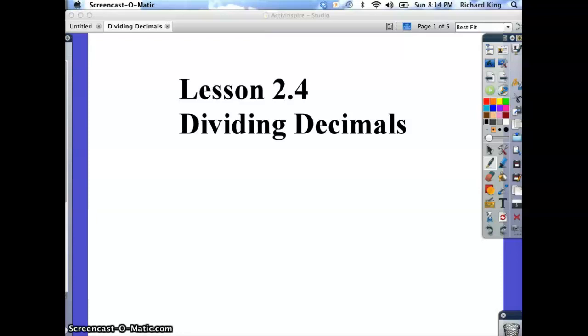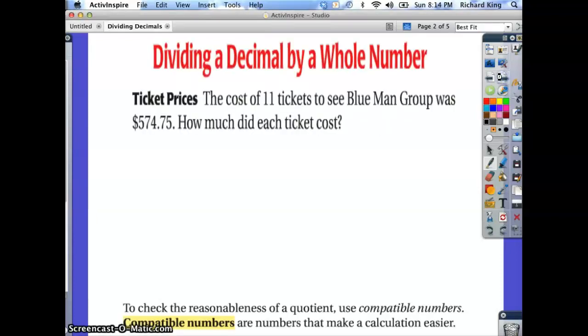This is lesson 2.4 on dividing decimals. We'll begin by dividing a decimal by a whole number. The cost of 11 tickets to see Blue Man Group was $574.75. How much did each ticket cost?